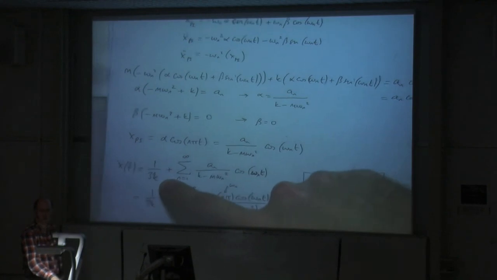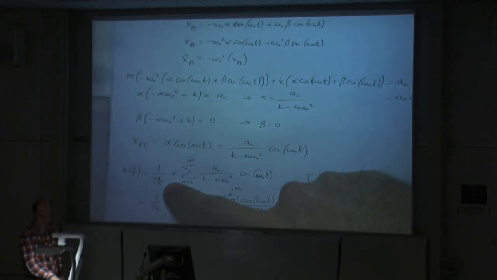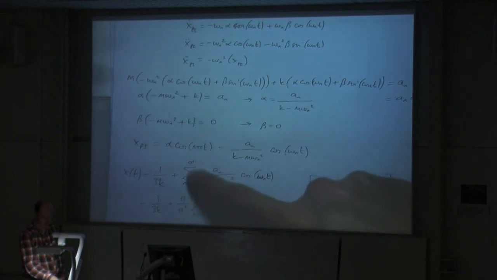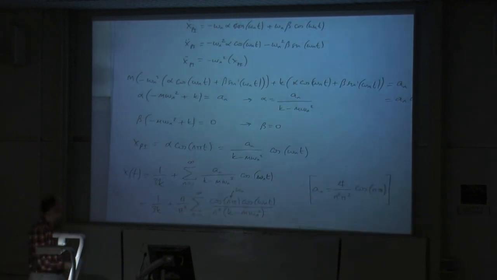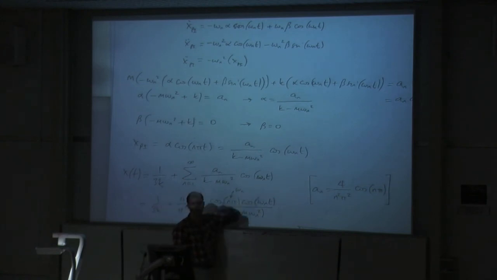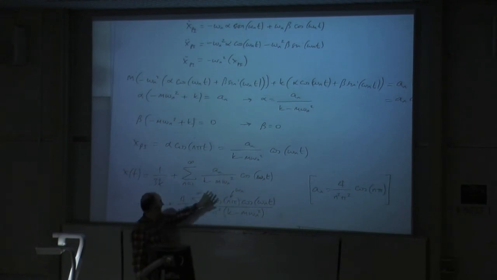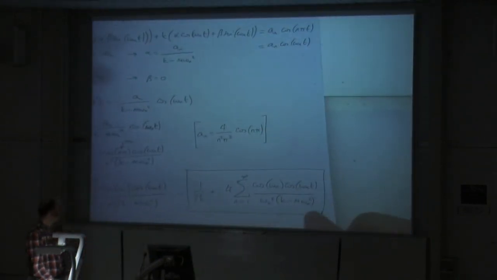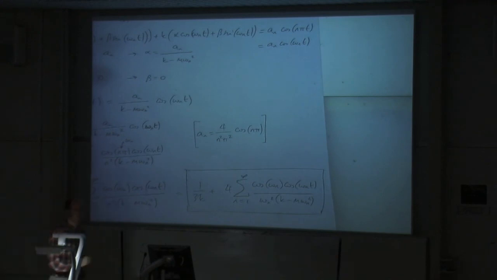X of t is our solution for when n is 0, 1 over 3k. And then we have a sum term, because we've got n equals 1 to infinity of a of n over k minus m omega n squared, cosine omega n t. And if we substitute in our value for a of n, you end up with this lot. And simplified, with making the right substitutions, we end up with this as our solution.